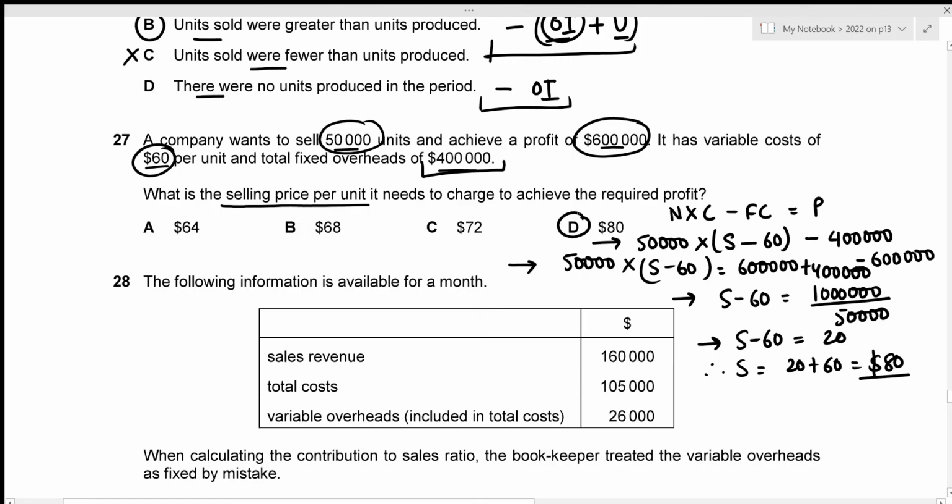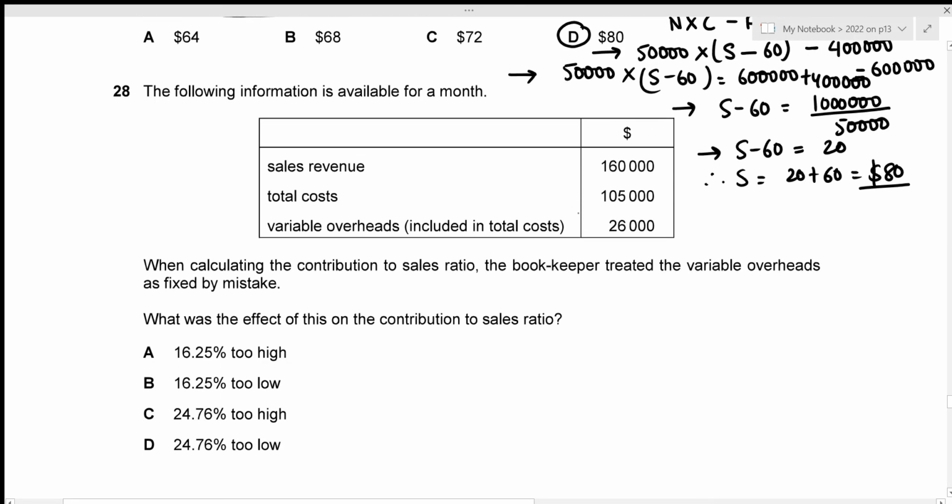We can now move towards question number 28. The following information is available for a month. We're given the sales revenue, total cost, and the variable overheads, which is also included in this total cost. When calculating the contribution to sales ratio, the bookkeeper treated the variable overheads as fixed by mistake. What was the effect of this on the contribution to sales ratio?